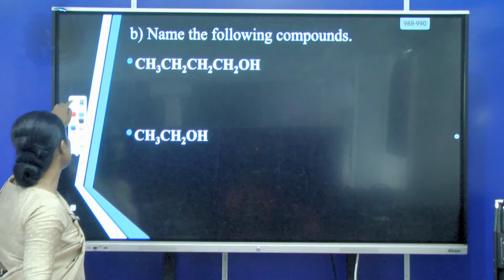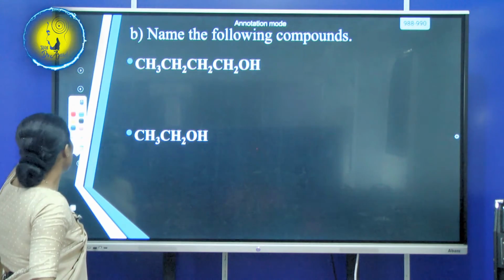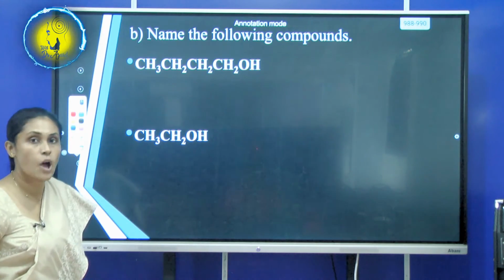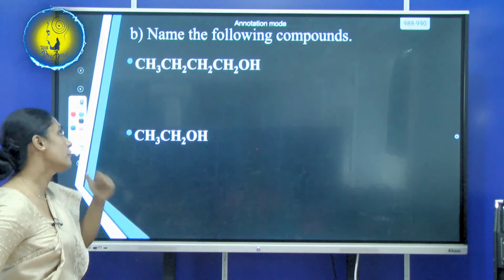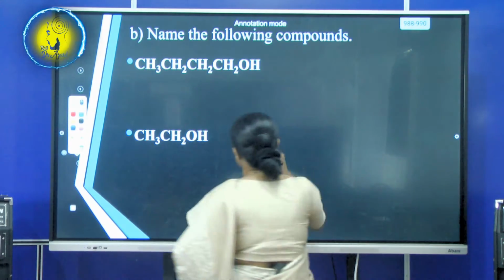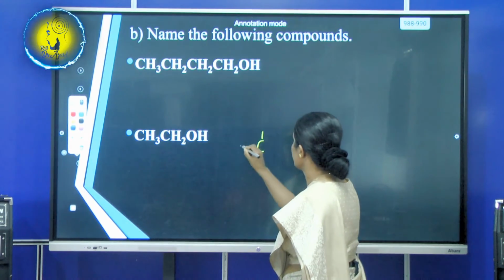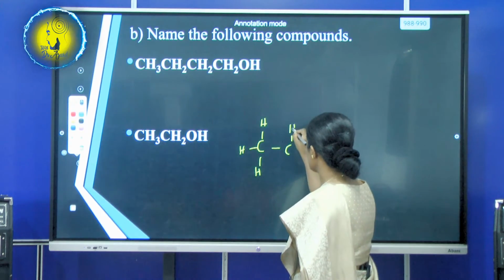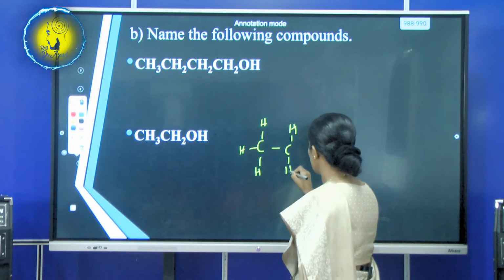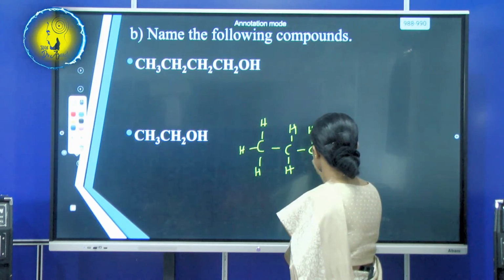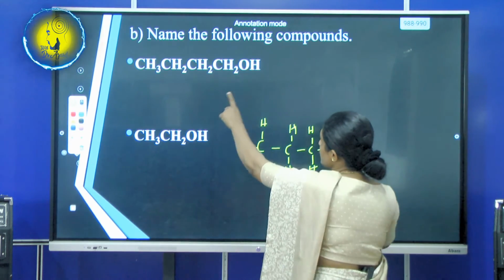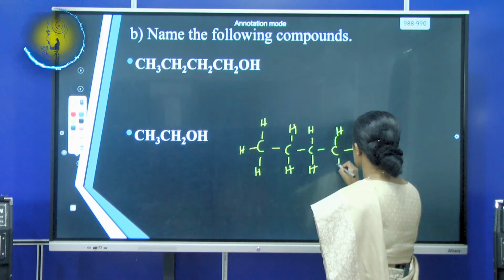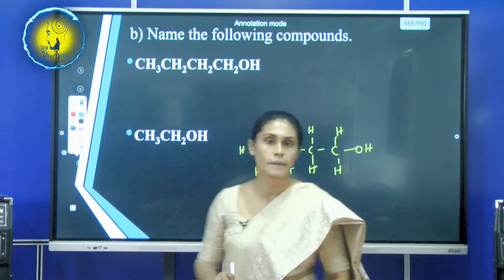Okay, next one, part B. Name the following compounds. How do you do this? I am going to draw the displayed formula to make you understand well. Number of carbons 1, 2, 3, 4. Okay, right. This is one of the alcohols, right?